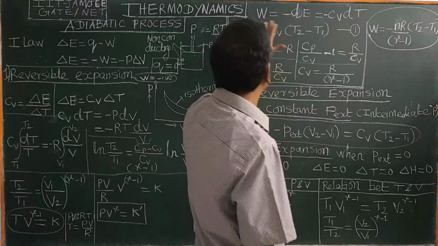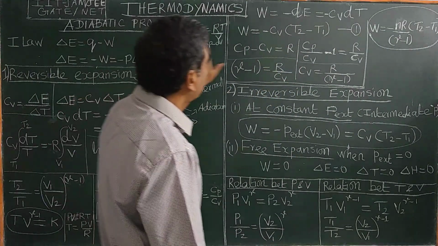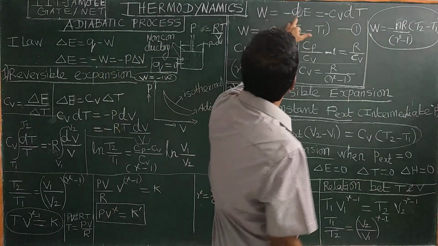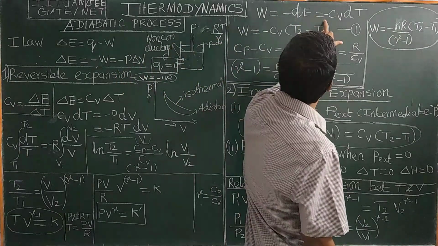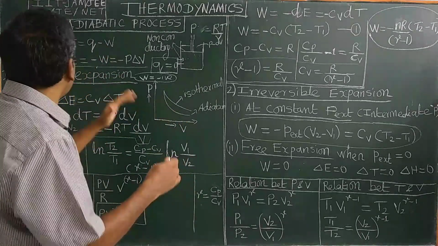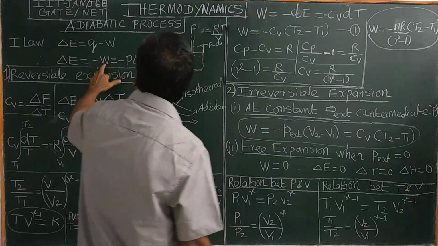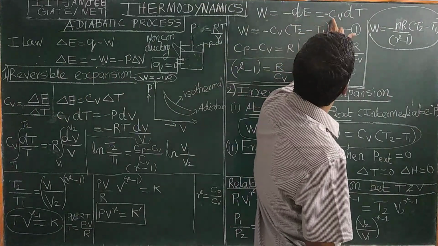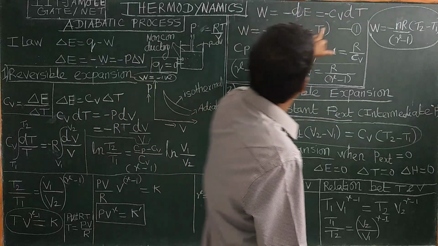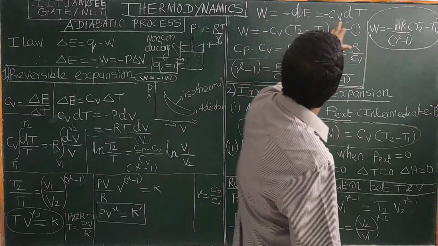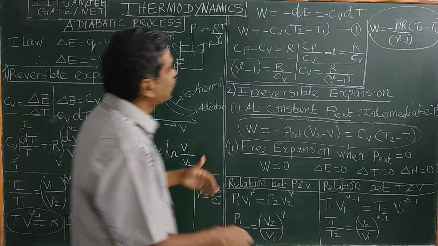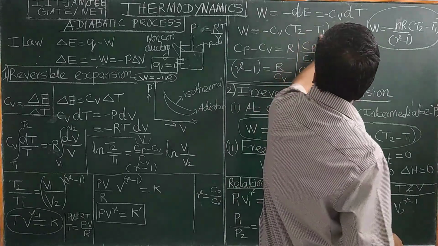Now, what is the work done during a reversible adiabatic expansion process? W equals minus delta E, which equals minus Cv dT, because delta E equals Cv dT. Therefore, W equals minus Cv times (T2 minus T1). During the adiabatic expansion process, the temperature falls, so there is a change in temperature, T2 minus T1.